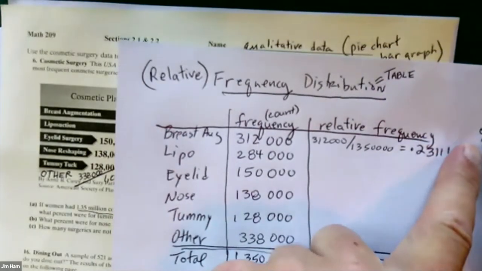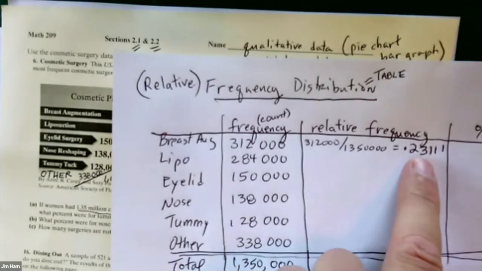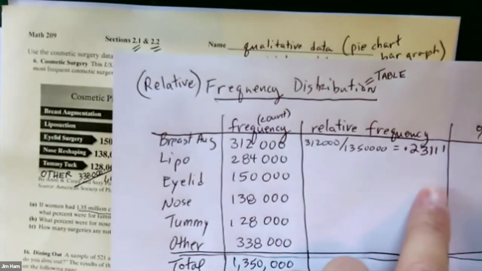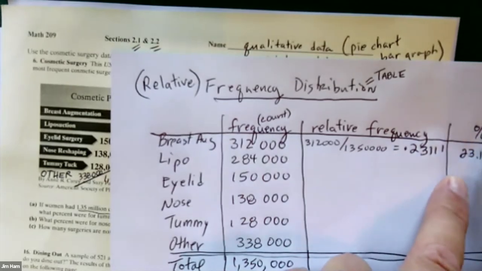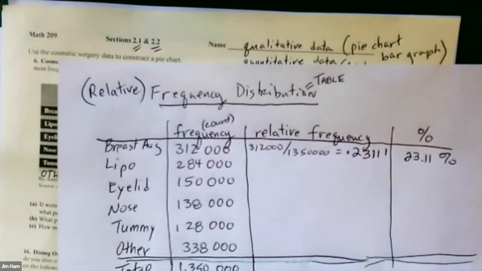Now if you wanted to calculate the percent, to convert a decimal rate to a percent, you move the decimal point over two places, and then, I'm just rounding, you put the percent sign. So of all the surgeries that were done, we would say 23% of them were breast augmentations, and that's very close to 25%, which is about 1/4. So when you're drawing your pie chart, you want one of the slices to be almost 23%.